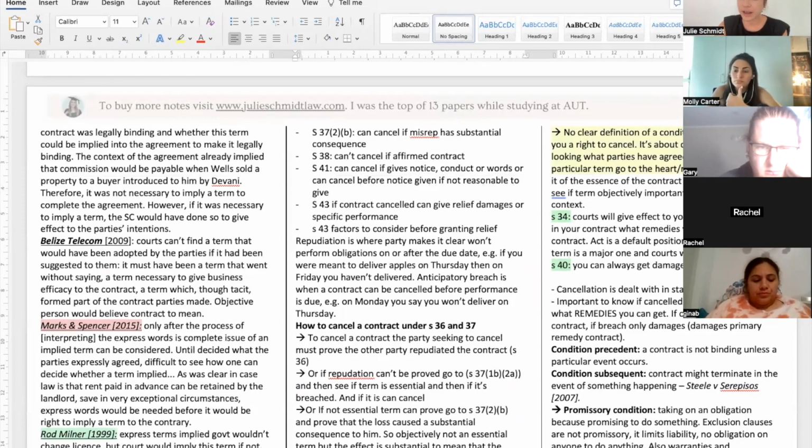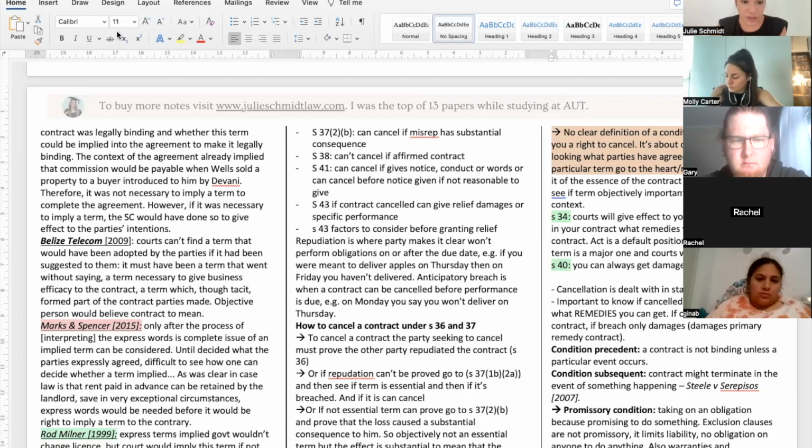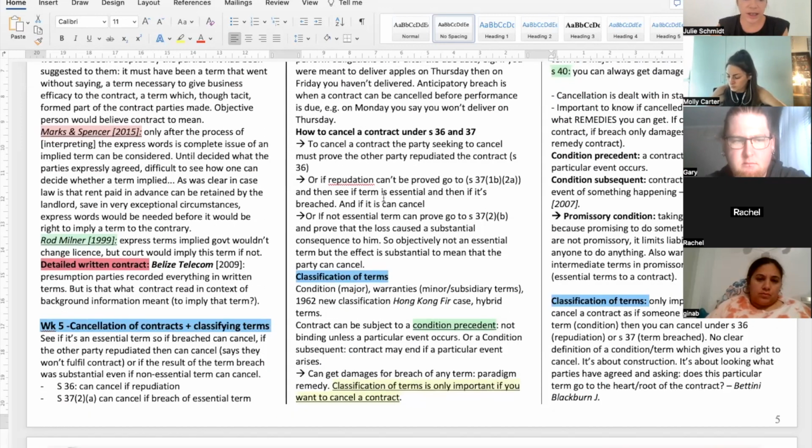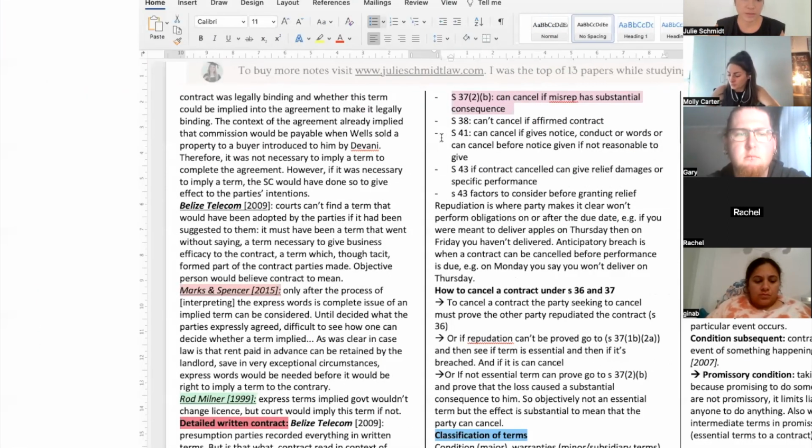So it's like, yeah, you've got to look at the contract as a whole and be like, was this really part of what created this contract? Is this part of the essence of the contract, or is it a minor term? So if it's part of the essence of the contract, you can cancel. You can cancel if there's a misrepresentation which has had a substantial consequence on the contract performance.